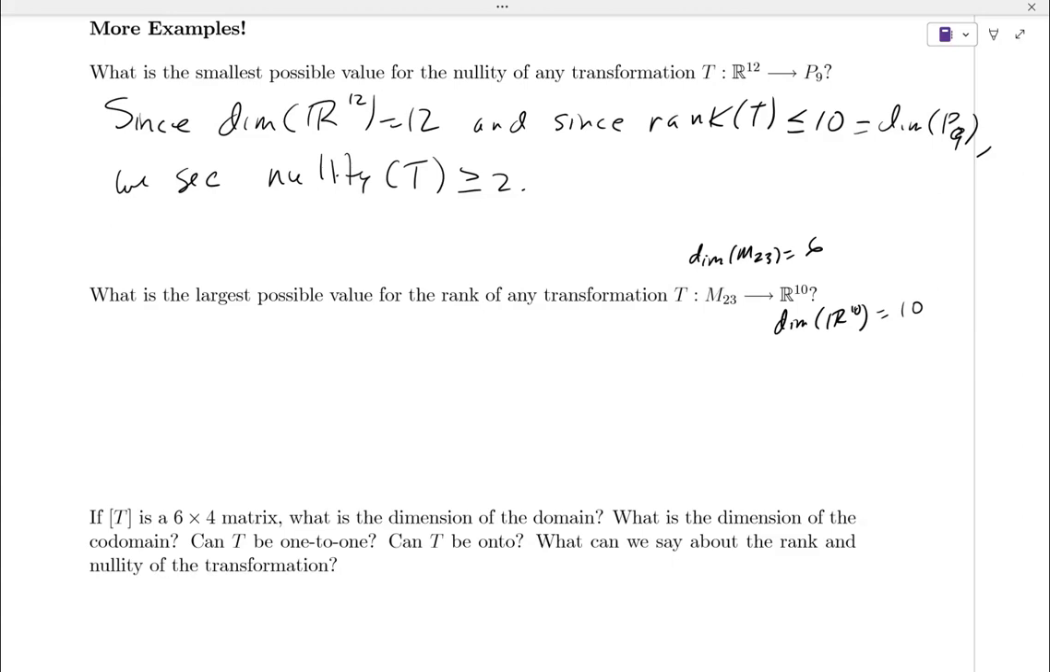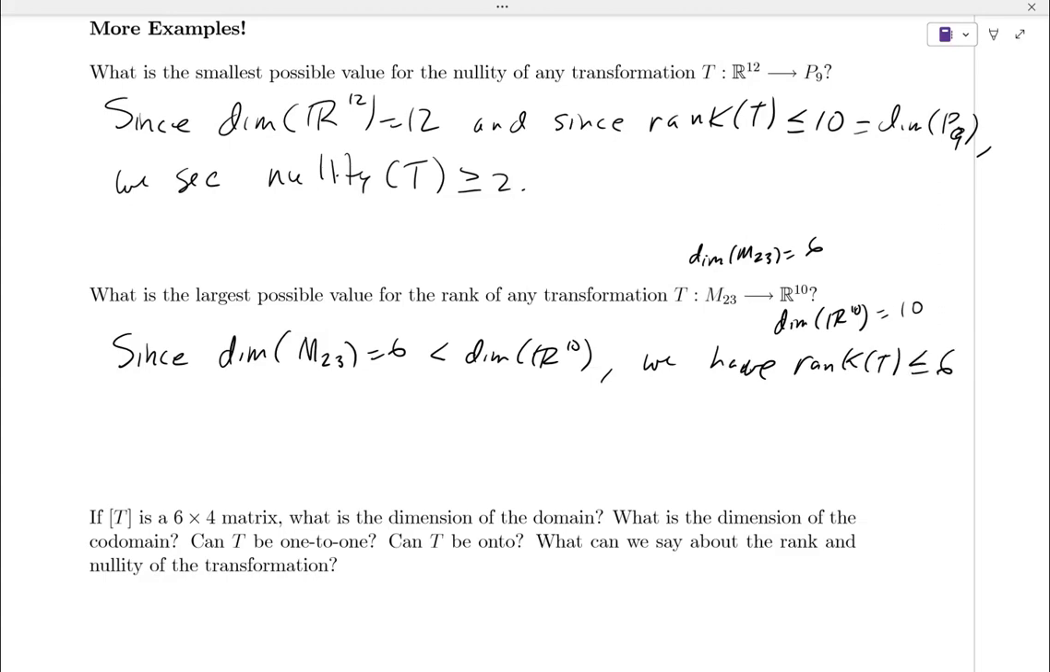When I row reduce, since the dimension of your domain is 6, which is certainly less than the dimension of your codomain, we have that the rank of T is less than or equal to 6. Certainly your rank can't get bigger than the dimension of your codomain, but it also can't be bigger than the dimension of your domain. It's bounded by whichever is the smallest of the dimensions.